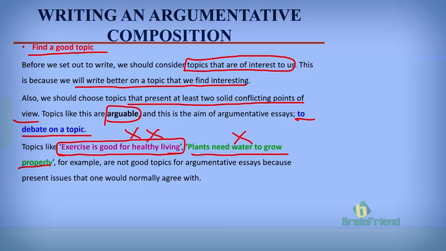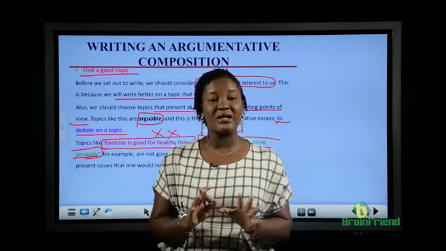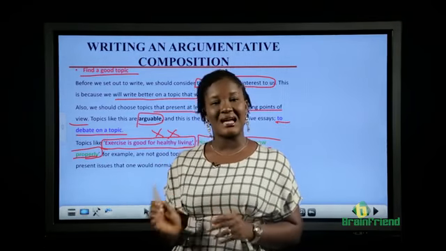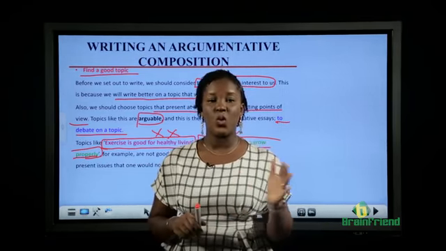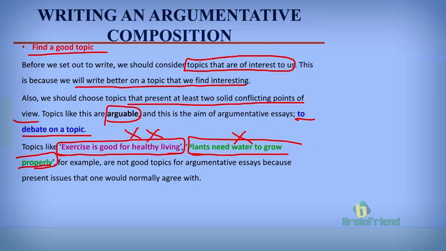Also, plants need water to grow properly. This is also not a good topic, because it is a fact that plants need water to grow properly. So someone cannot say that plants do not need water to grow properly. Nobody can oppose this topic. Nobody can stand against this topic. So it's just one-sided. So these topics are not arguable and therefore not good for argumentative essay or composition writing, because they present issues that one would normally agree with.